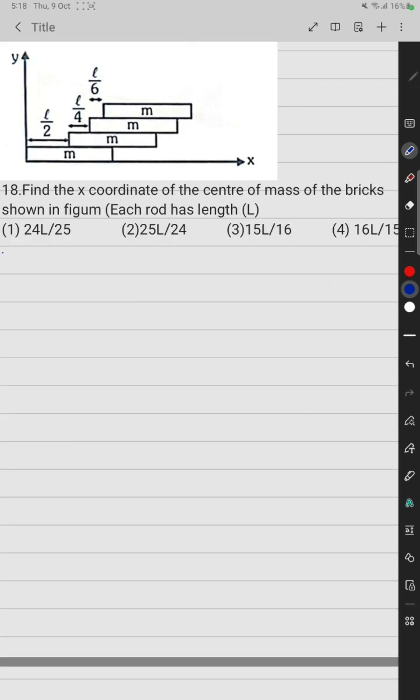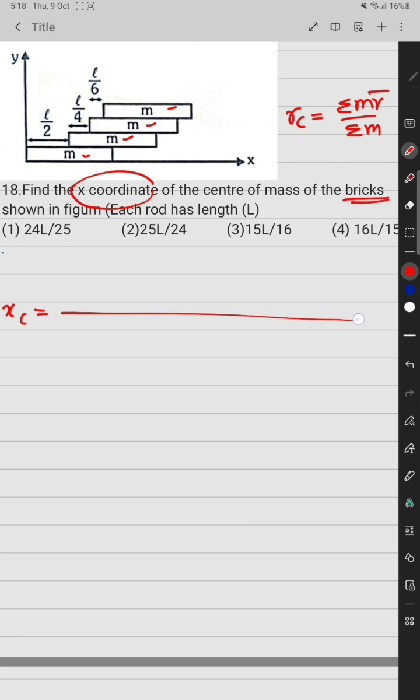Also we need to find the x coordinate of the center of mass. There are 4 identical bricks, the mass of each is m, so the location of the center of mass r is equal to the sum of mr divided by total mass. Here we want to find the x coordinate, so the x coordinate of the center of mass is equal to, total mass is 4m, and the center of mass of the first brick is at L by 2.